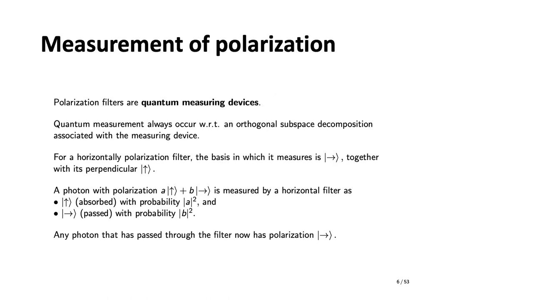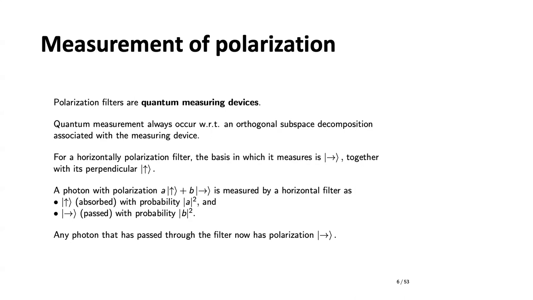So what do we mean when we are talking about measurement of polarization? Well, polarization filters are quantum measuring devices. When we are talking about measuring devices, all we really mean are, as an example, polarization filters. These filters can by themselves constitute a quantum measuring device. Quantum measurement always occurs with respect to an orthogonal subspace decomposition associated with a measuring device. So for a horizontally polarized filter, the basis in which it measures is the horizontal component together with its perpendicular component.